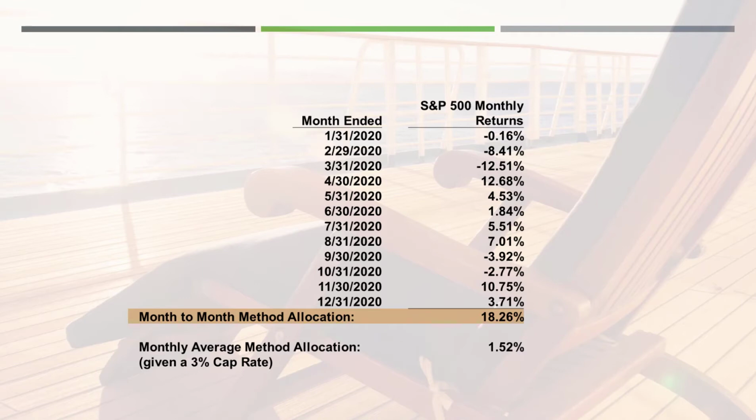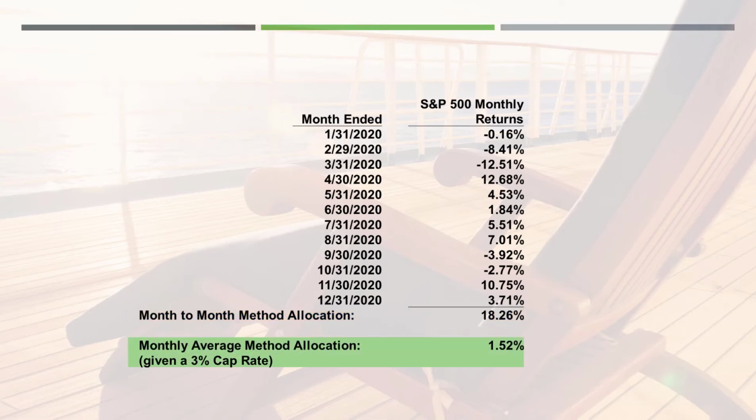Wow, you would have an interest allocation of 18% in 2020 if the month-to-month method was used. And yes, you're more likely to obtain a better return with this method than the methods discussed in the previous slides. But don't forget, there's no floor for monthly returns. So you can also be more likely to end up with a negative annual return and therefore nothing allocated to your fixed indexed annuity for the year, even if the annual return at the end of the year was positive. Worth the risk? Well, that's your call.